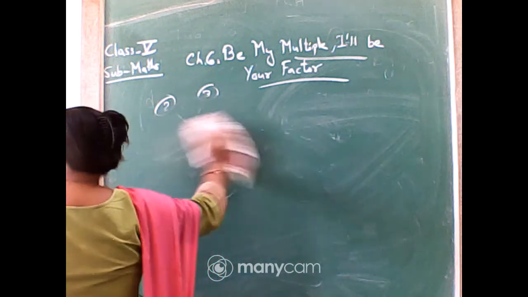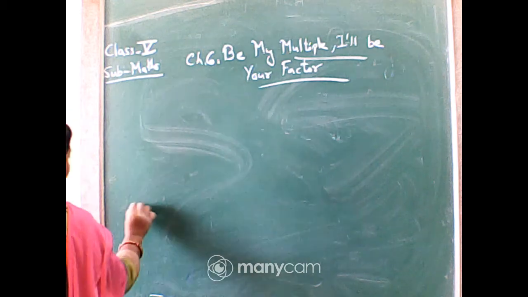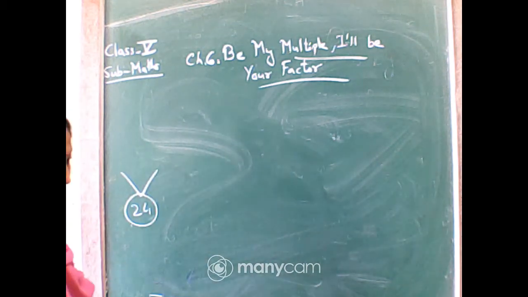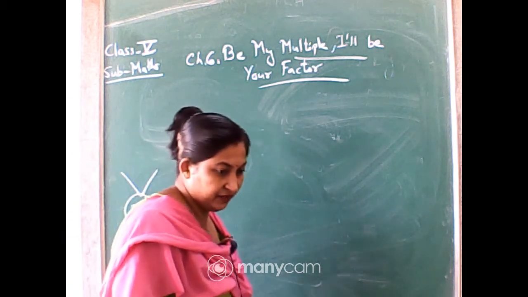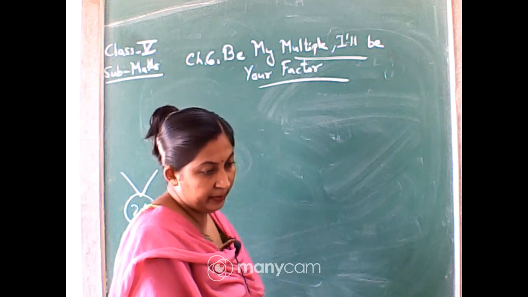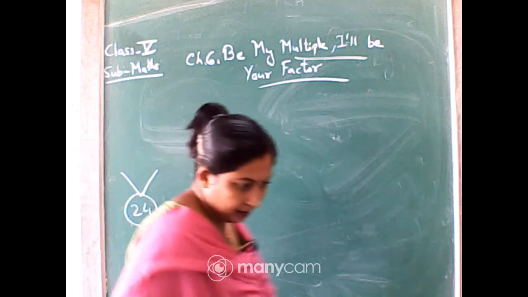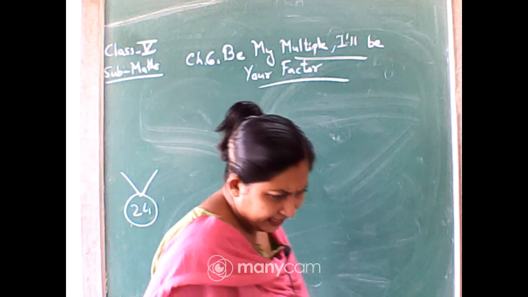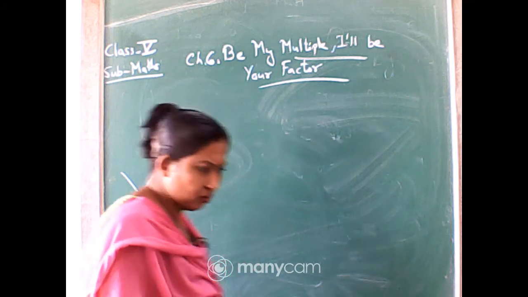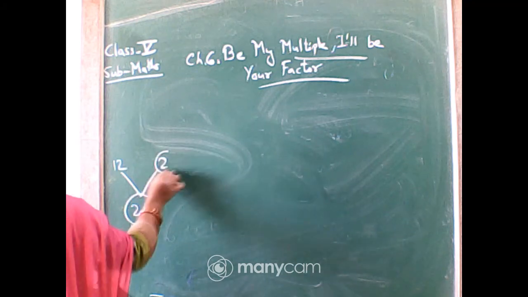What happened? 24. So 24, first will be for 24. What will be the first one? Yes, 12 into 2. Ovik is writing 12 into 2. 8 into 3 is not 21. No, 8 into 3 and 6 into 4. So let us make the first one 12 into 2.